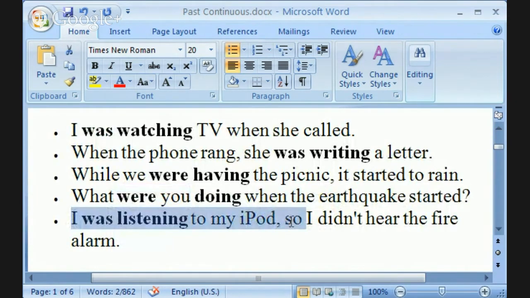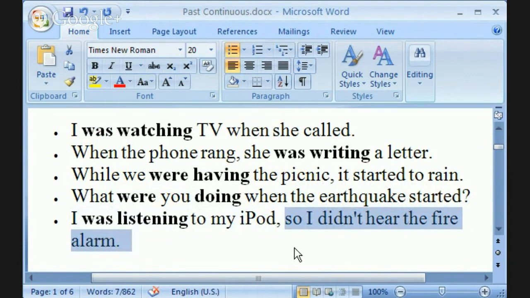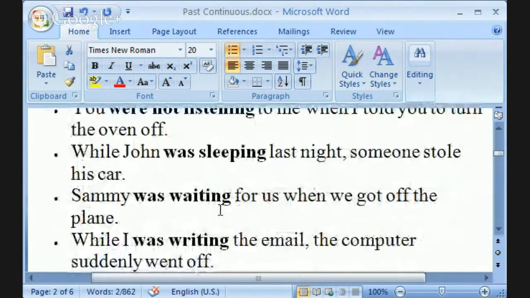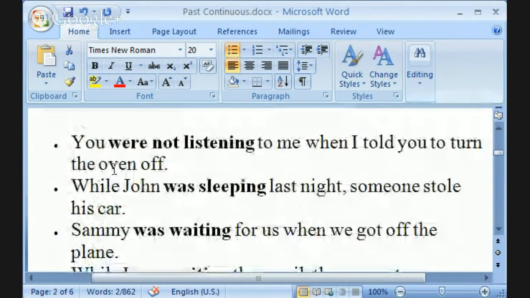I was listening to my iPod, so I didn't hear the fire alarm. Here we see a different connector, a connecting subordinator. So, but okay, it works the same way, basically. So it's possible we don't always have to use when or while. When or while is common. We can use other connector conjunctions, connective conjunctions.